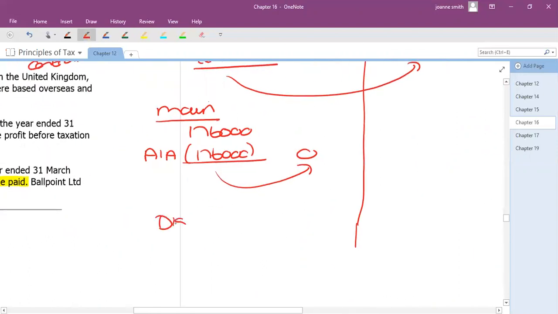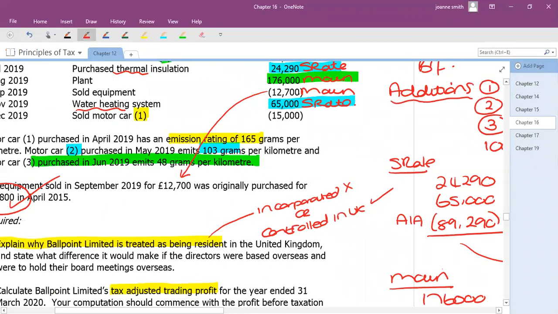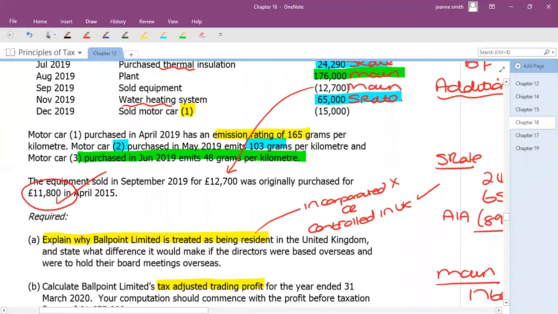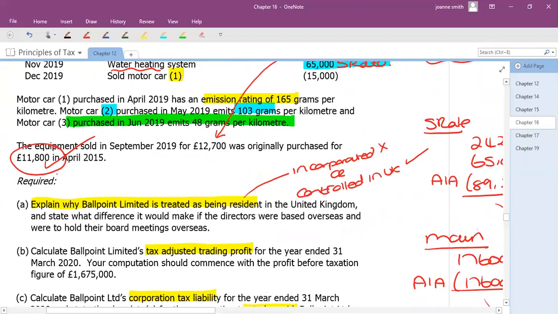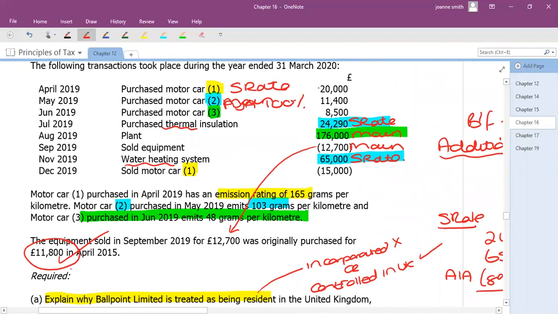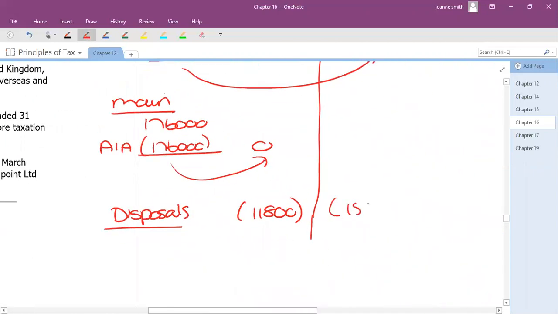And let's finish off with the disposal. So we've got 2 of those. So we've got the equipment you're selling, remember, taking the lower of cost or proceeds. So although I sell it for 12,700, I'm going to deduct 11,800 from the main pool. And then we've got the first car that we put into the special rate pool, we're now selling for 15. So that's going to come out of here.